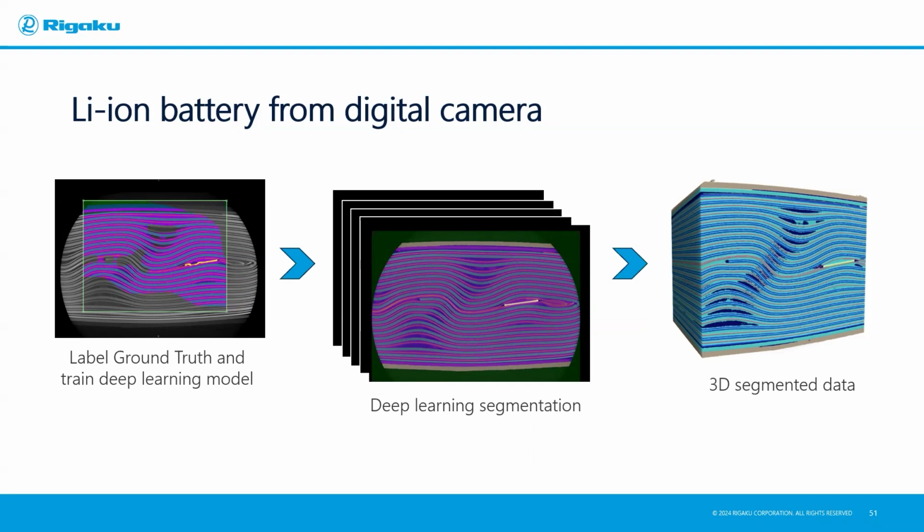So a ground truth was labeled. It was used to teach a deep learning model, and then that deep learning model was used to segment this small section, and we end up with the result that we see here. And so now we have the layers that are labeled. In this case, this area of deformity inside, it's a little bit of the casing.